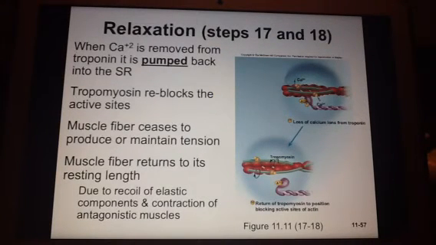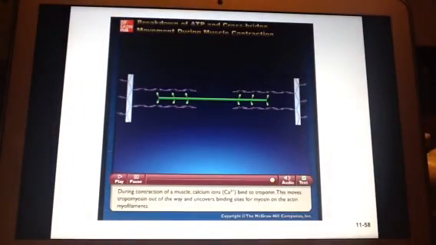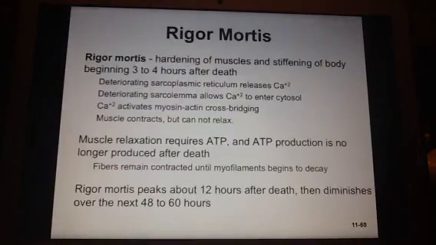And this says the exact same thing, just in a few more words. And so the tropomyosin is going to move back, reblocks the active sites, and the muscle fiber ceases to produce or maintain tension. So the muscle fiber is going to return to its resting length. Again, you need to be in presentation mode or presenter mode to be able to watch those, or you can just Google them separately on YouTube.